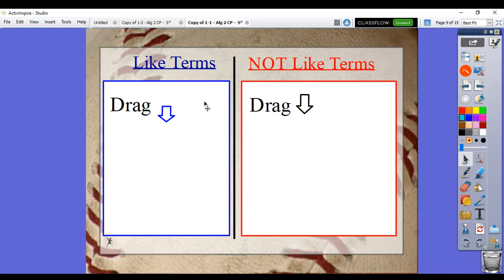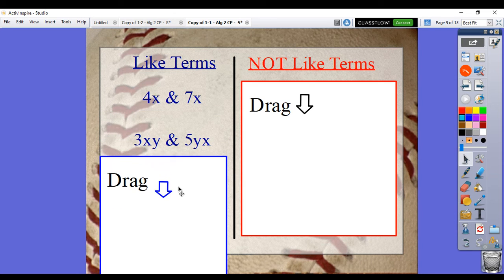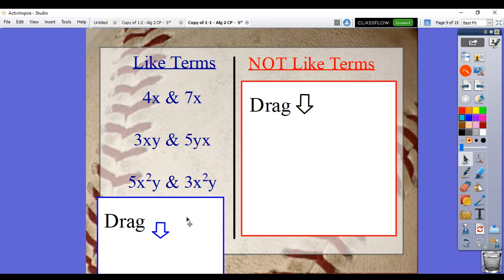Here are some examples. What are like terms? 4x and 7x are like terms. 3xy and 5yx, this is the one I was explaining a while ago. The order doesn't matter because multiplication is commutative. I know this is yx and this is xy, but they are still like terms. You can swap the order of x and y and they're still the same. Take note, there's no operation like a plus or minus between the x and y. The only operation there is multiplication, so that's why it's okay.